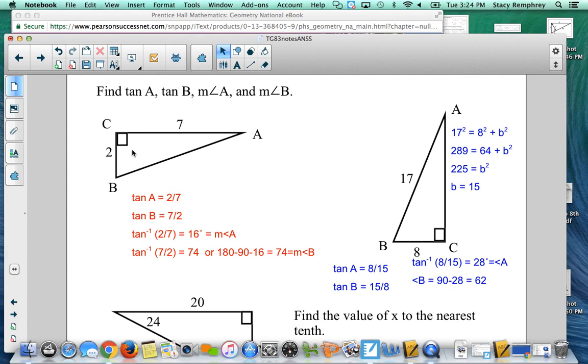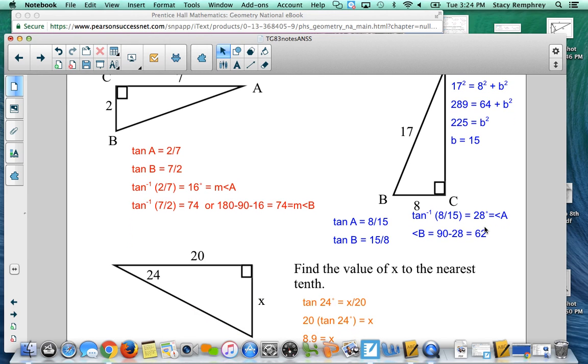But the other way is we know two angles now, 90 and 16. You could have subtracted them from 180 and got angle B that way. Over in this one, I have two sides of the right triangle. I'm missing the third, so I use Pythagorean theorem to get this side over here.